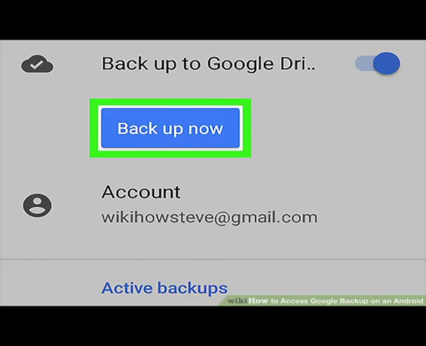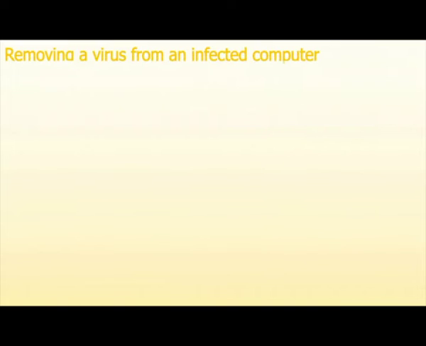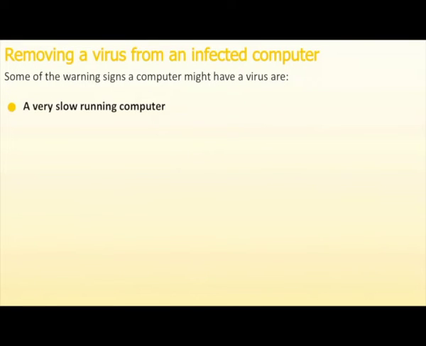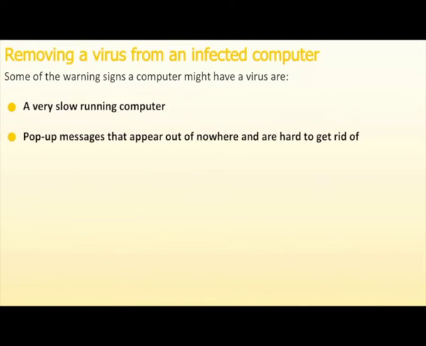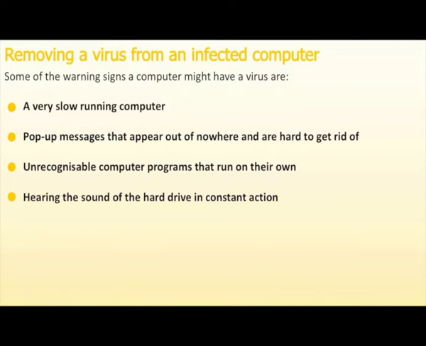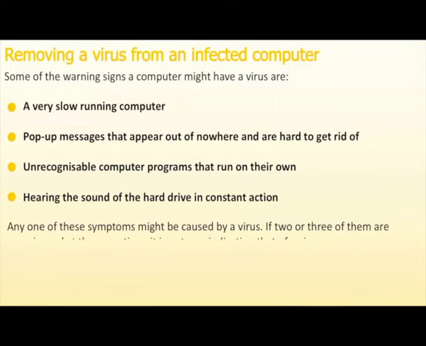Now let's see how to remove a virus from an infected computer. Some of the warning signs a computer might have a virus are a very slow running computer, pop-up messages that appear out of nowhere and are hard to get rid of, unrecognizable computer programs that run on their own, hearing the sound of the hard drive in constant action. Any one of these symptoms might be caused by a virus. If 2 or 3 of them are experienced at the same time, it is a strong indication of a virus.